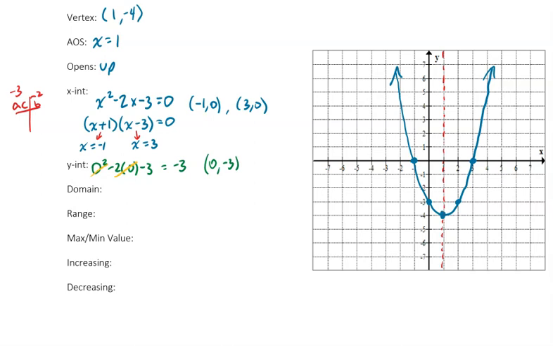So domain first. The domain, again, it's a parabola, -infinity to infinity. Don't even need to think about it. The range, though, the lowest it goes is -4, and the highest it goes would be infinity. In this case, it has a minimum, and that minimum is at -4.